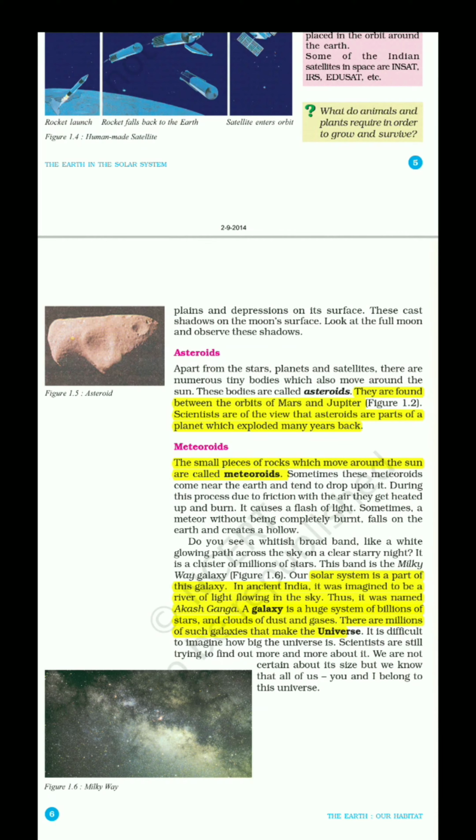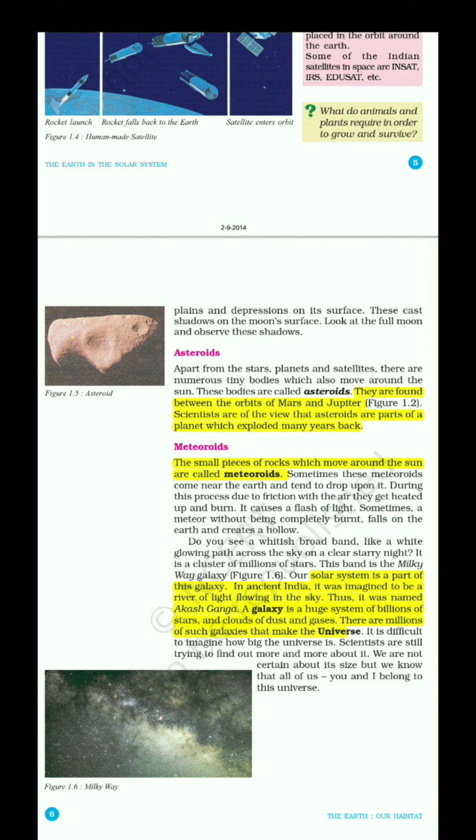Next is asteroid. Between Mars and Jupiter, these celestial objects are asteroids. The important point which I got was that scientists are of the view that the asteroids are part of a planet which exploded many years back. This was a very interesting point for me.